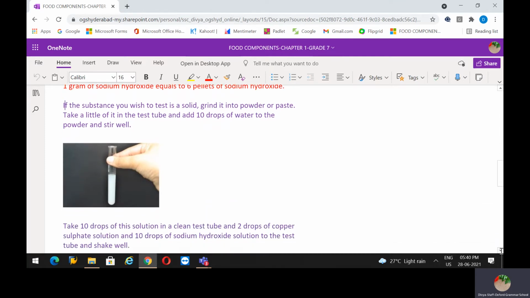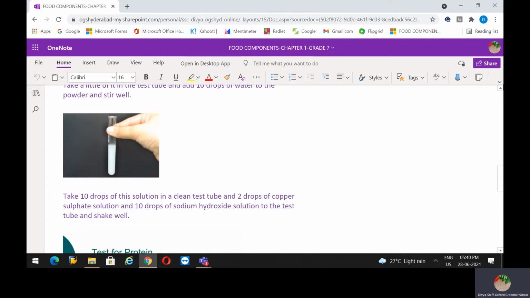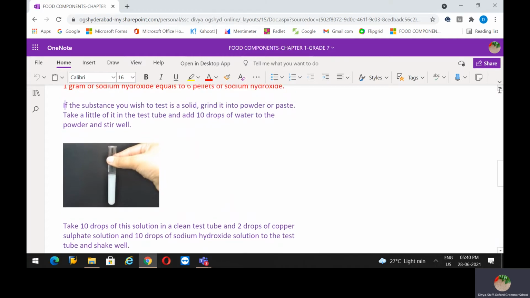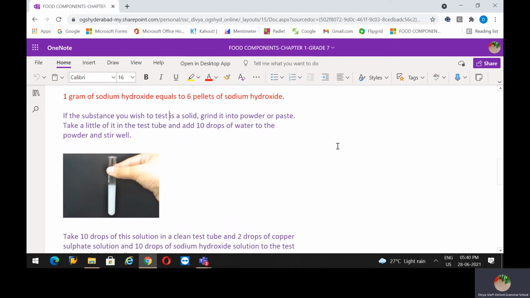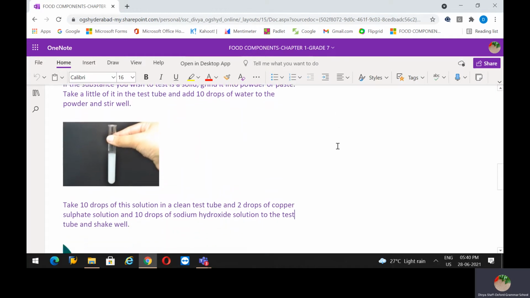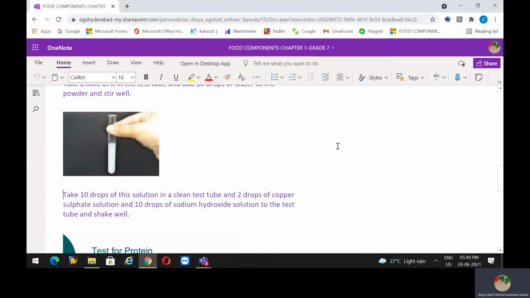After that, for example, I would like to discuss, if the substance you wish to test is a solid, grind it into paste or powder, children. Okay, so after that, take 10 drops of food solution only, in a clean test tube, and add 2 drops of copper sulfate solution and 10 drops of sodium hydroxide solution in the test tube, and shake very well. Already we have prepared the solutions.